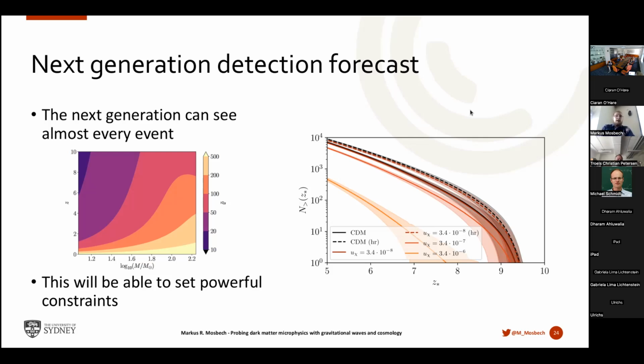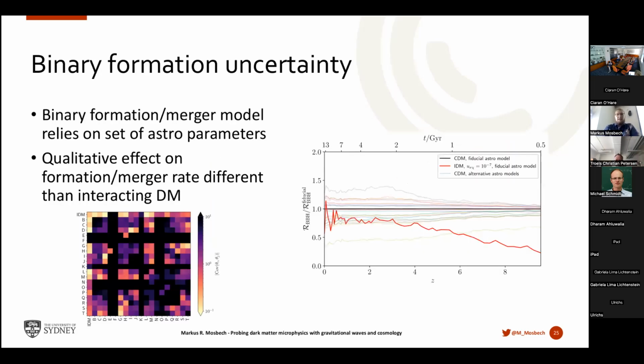Of course, what you're going to say is, how about the uncertainty on the binary model? How do we know that we can tell the different uncertainties on astrophysical parameters for binary formation apart from dark matter interaction? And luckily we can, and I have plots to show you.